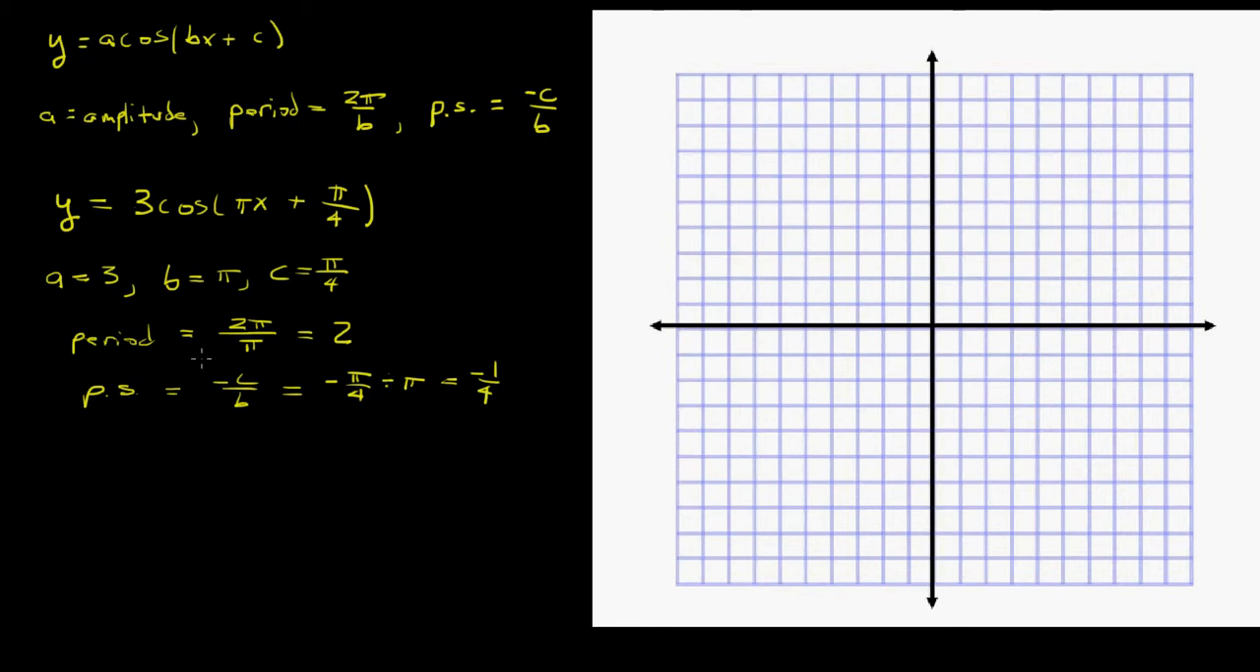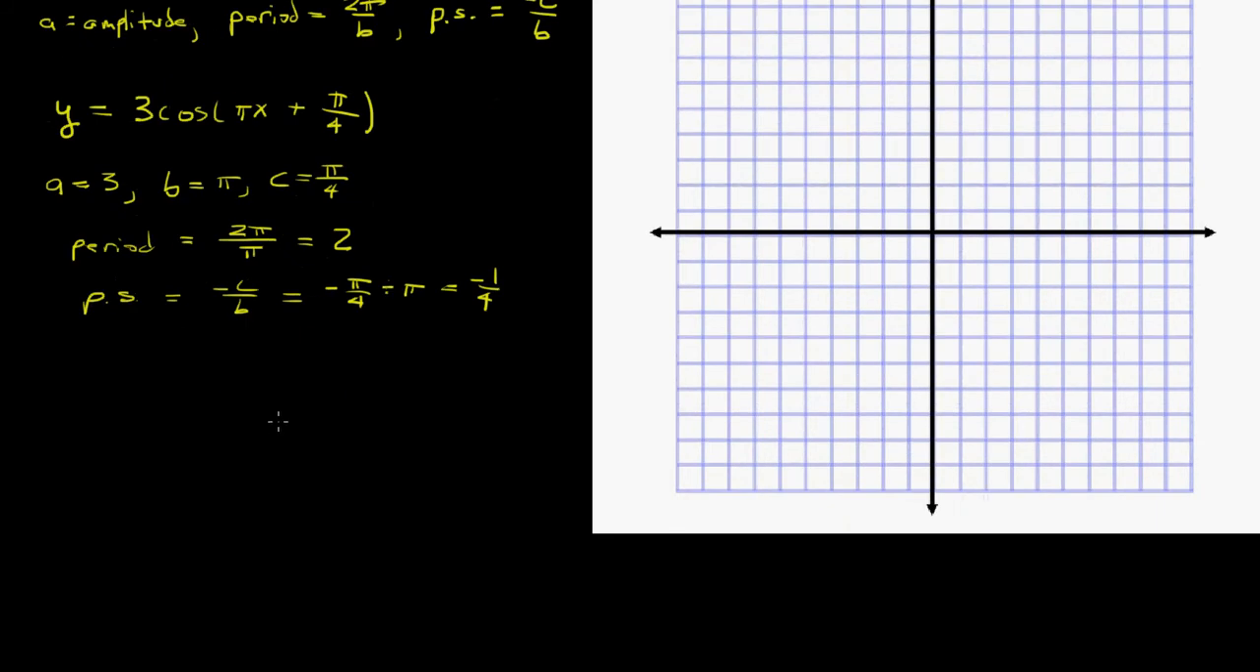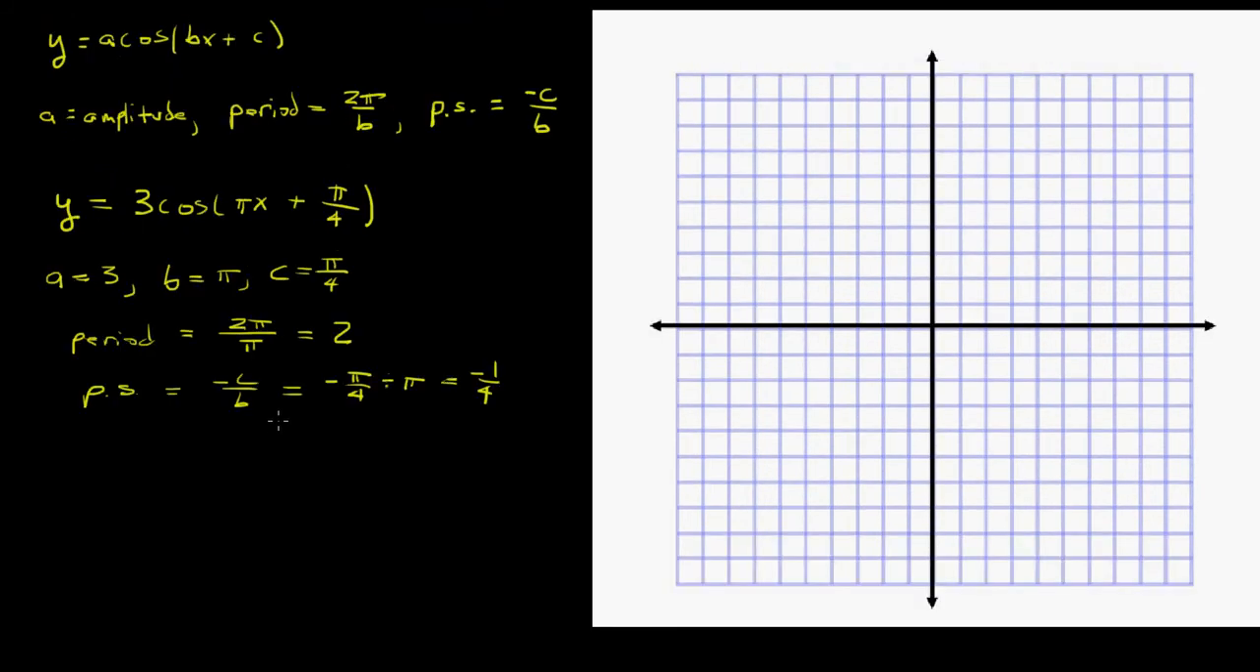Another way we can get all of that information is through just a little bit of algebra, and in this case you don't need to remember any formulas. What you can do is take the bx plus c, in this case pi x plus pi over 4, and trap that between 0 and 2 pi. The reason for 0 and 2 pi is that that is the standard fundamental interval for the sine and cosine functions without any adjustments. So here we're going to now solve for x.